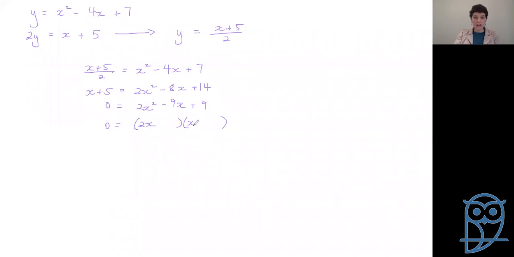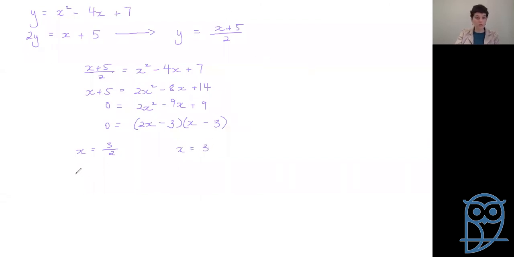So factors of 9. 1 and a 9, we're not going to get anywhere close to a 9. A 3 and a 3, that sounds a lot more like it. So if we have a 3 and a 3, we would have a 2 times 3 is a 6 and a 1 times 3 is a 3. That sounds very good. Like signs, both negative. So we would then have x equals 3 over 2 and x equals 3.